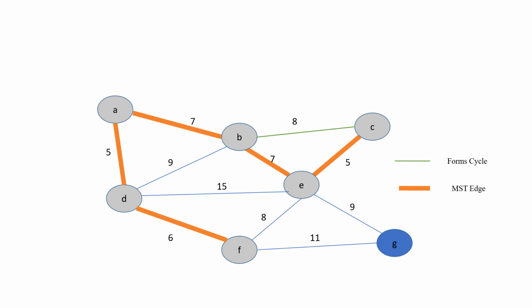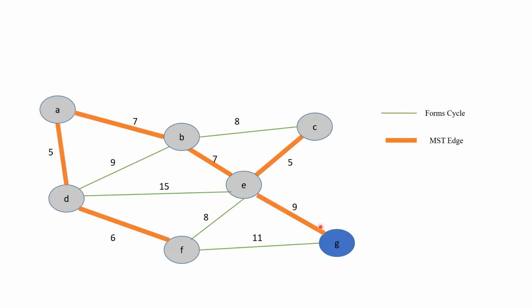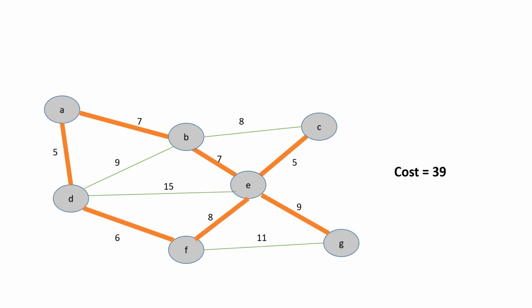Next, the low cost edge is 8. If I pick this 8, then it is going to form a cycle. If an edge forms a cycle, then I will ignore it. Similarly, if I take this 8, this part is going to form a cycle, so I will ignore this. The next minimum cost edge is 9. This is my next edge, which is connecting to G. Now all the vertices are already connected to my minimum spanning tree. So this is my minimum spanning tree constructed using Kruskal's algorithm. The minimum cost is 39.